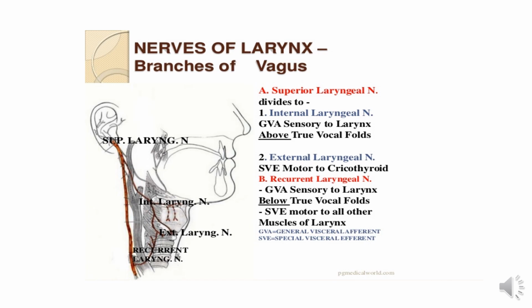الملخص المفيد. بعدين النيرف سبلاي اوف ذا لارينكس مين هو من الفيجاس نيرف. الفيجاس نيرف يدخل to the neck وينقسم above the bifurcation of the common carotid artery فينقسم إلى superior laryngeal و recurrent laryngeal nerve. قسم من الكتب recurrent laryngeal يعتبرون inferior laryngeal. superior laryngeal ينقسم إلى قسمين موتر وسنسري.